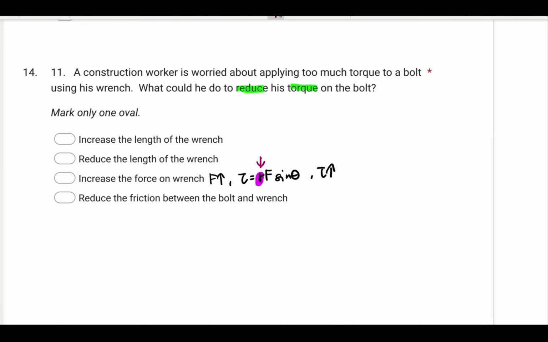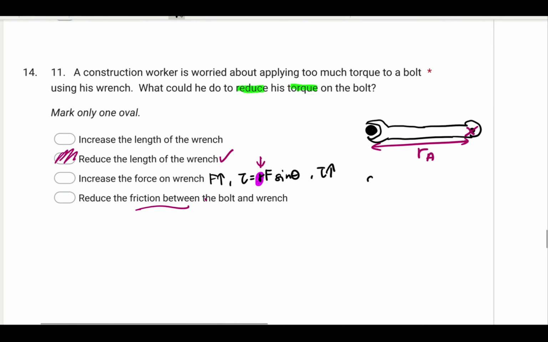Okay, so that means we reduce the length of the wrench. We can't reduce the friction, so we reduce the length. For example, this is the bolt and this is the spanner. If originally it is like this, big, and we put a force here, the distance is big, RA.